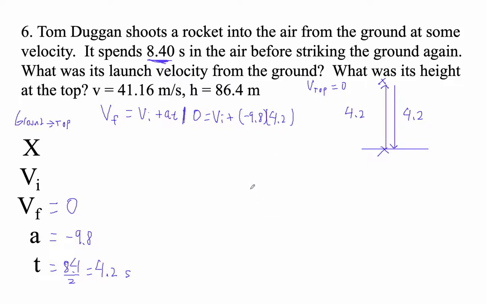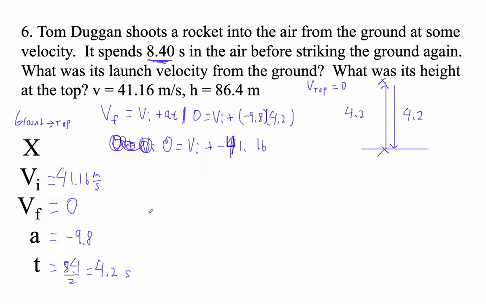All right, let's do this. Negative 9.8 times 4.2. So I get 0 equals Vi plus negative 41.16. Doesn't that mean that the initial velocity is just 41.16? The next mathematical step is you add that to both sides, right? So our initial velocity is 41.16 meters per second. We'd say like 41.2, right?